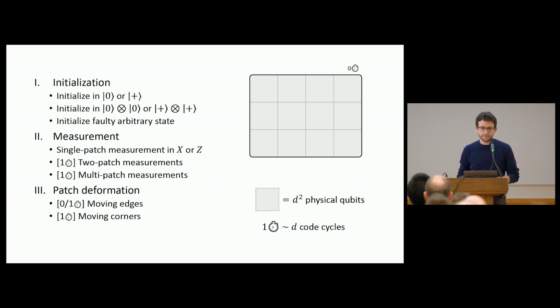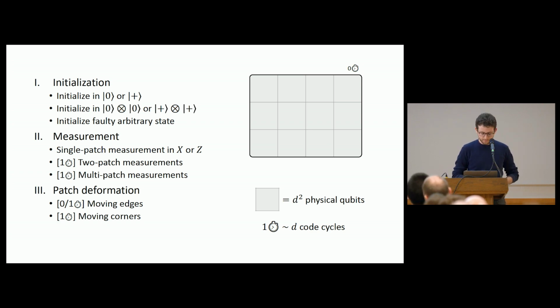We'll associate a time step with all operations that, with surface codes, have a time cost that scales with the code distance d, and no time step with operations that don't scale with the code distance. So that's why it's only roughly equivalent to d code cycles. The first set of operations is initialization.